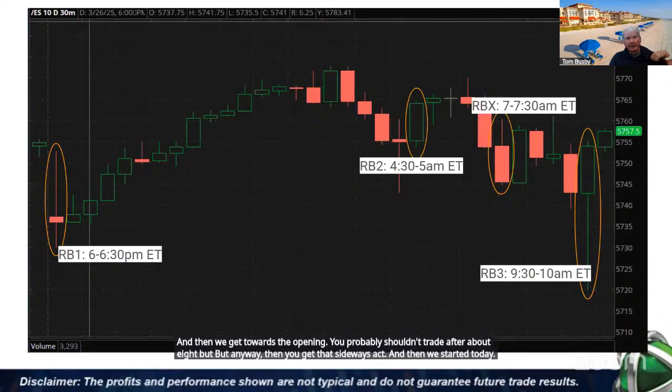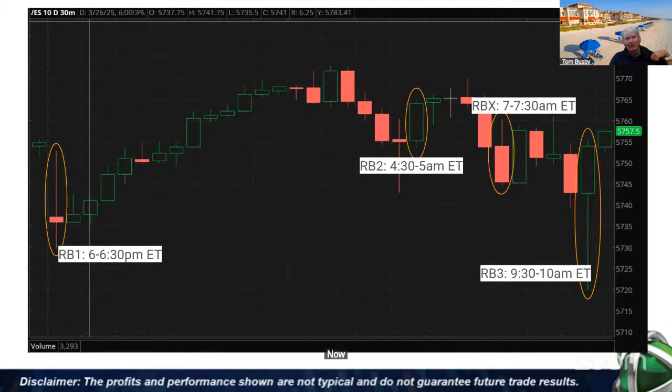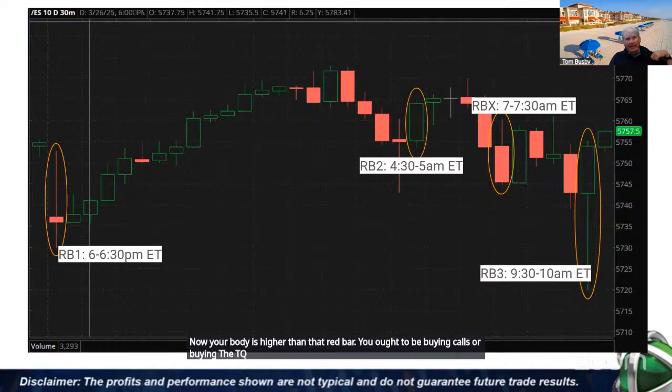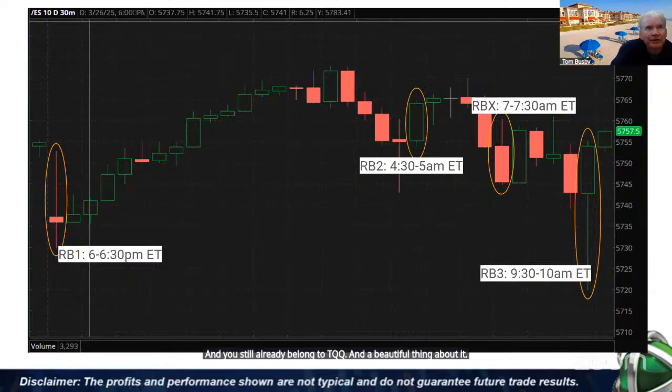Let's start the day. All right, so the day starts, you got a red bar. Everybody see that? Now your body is higher than that red bar. You ought to be buying calls or buying the TQQ. Everybody see that? And you still ought to be long the TQQ. And the beautiful thing about it, you know where your stop is. This is in the day market, works great in the day market. The low of that bar right there, that red body, is your stop for the TQQ.